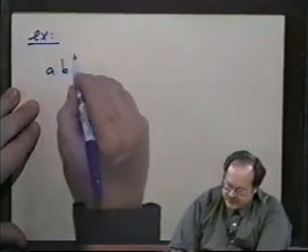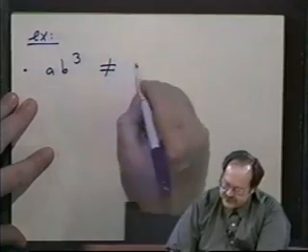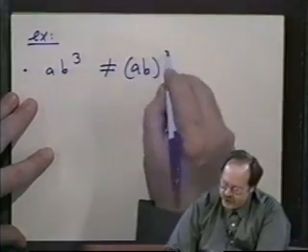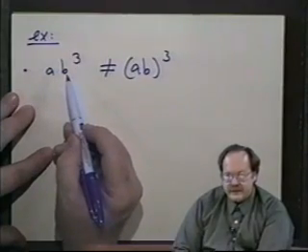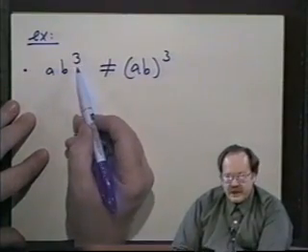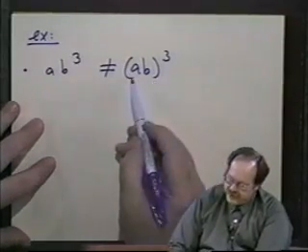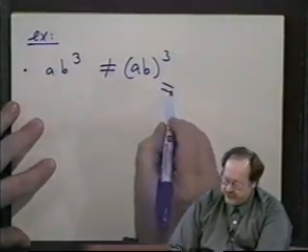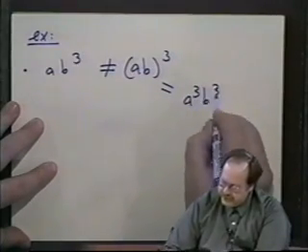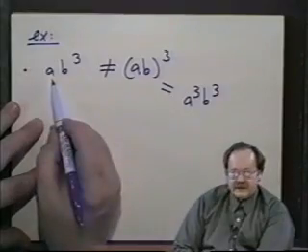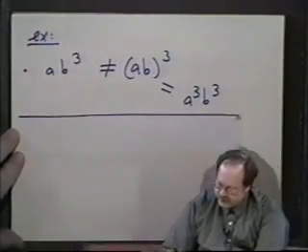Look at a times b cubed. Now, I warn you that this is not the same thing as ab quantity cubed. This 3 power only goes with the b. If you want it to go with the a and the b, you have to put parentheses. Because ab cubed, as you know from our previous set of rules, is a cubed, b cubed. And that certainly is not the same thing as a times b cubed. So there is one thing that you want to be careful about.